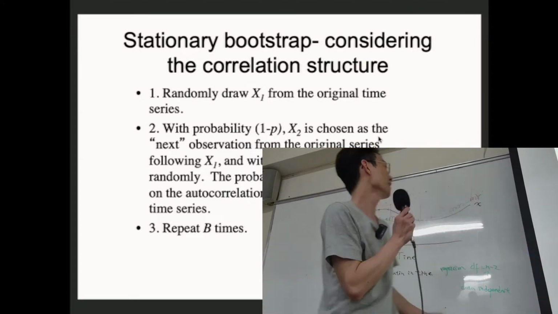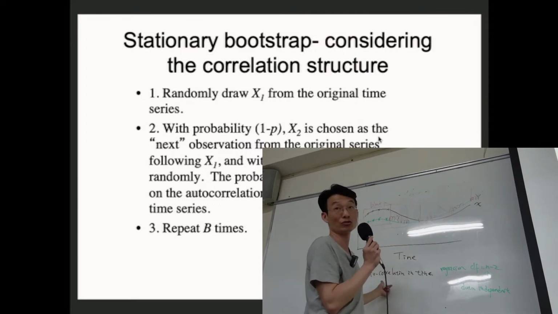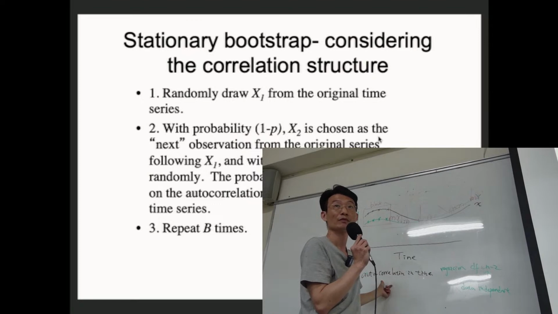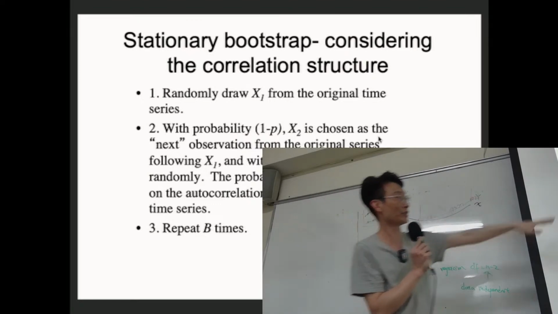And how do you decide the probability to choose the next one? Again, it depends on your autocorrelation structure. If this is large, there's a higher probability to choose the next one. That's basically explained here.